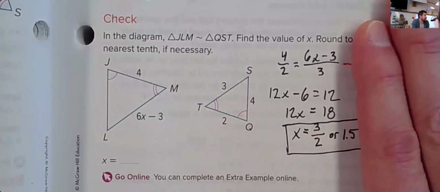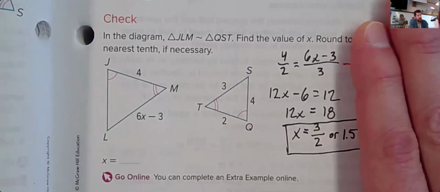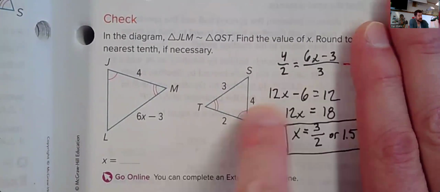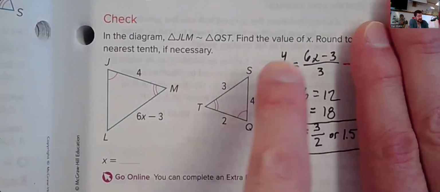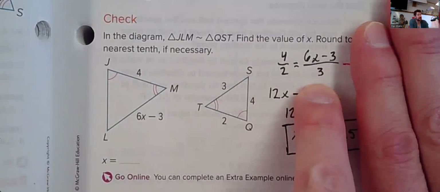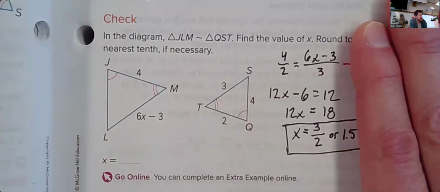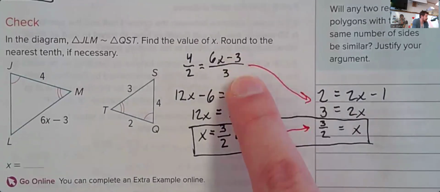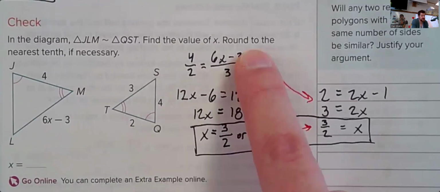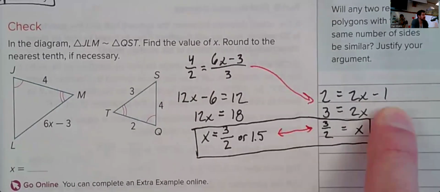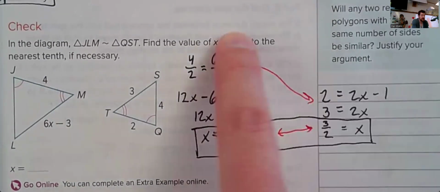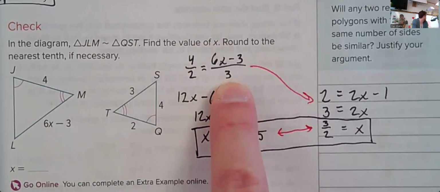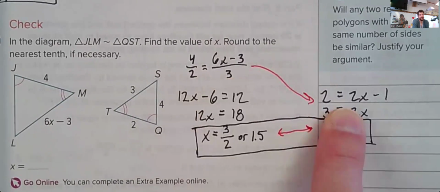Now, there's another way to do this one, and that's why I'm kind of covering up with my right hand. Both of these fractions can actually reduce. 4 divided by 2 is 2, and then both 6 and 3 are divisible by 3. So the other way that you could do this is 4 divided by 2 is 2, 6x divided by 3 is 2x, 3 divided by 3 is 1. So you could say 2 is equal to 2x minus 1. So you can simplify both of these fractions without the need for cross multiplying on this problem. Doesn't change the answer in any way whatsoever. It's just another way of doing it.